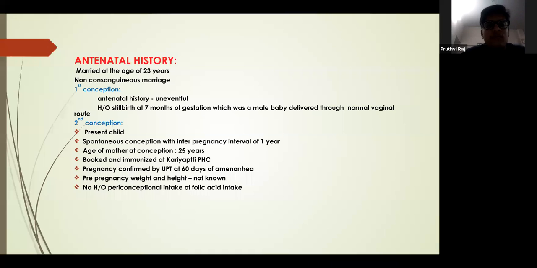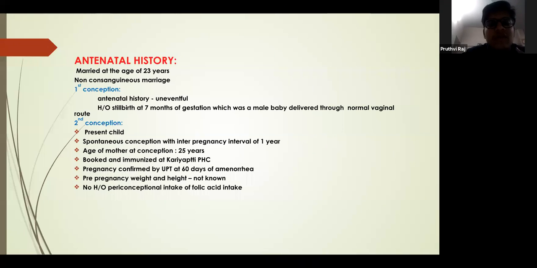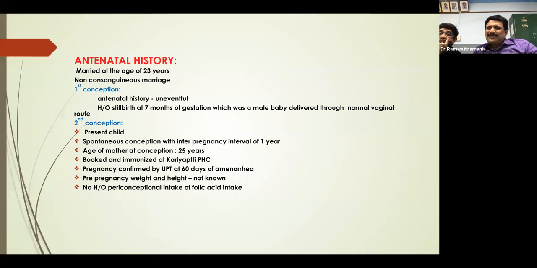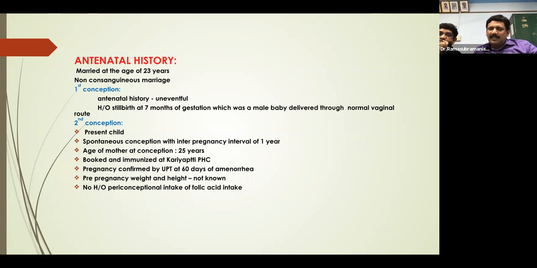No, that's not the Indian standard. You are telling the American standard. More than 28 weeks. 22 weeks, sir. Okay, 22 weeks and more than 500 grams, you call it stillbirth. So the previous one was a preterm stillbirth. Both are risk factors for the next pregnancy. Again, the interpregnancy interval is also very short.